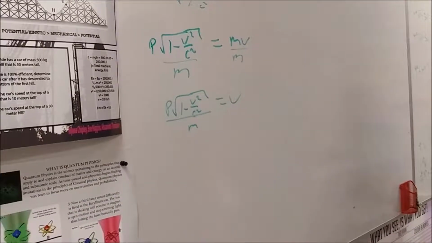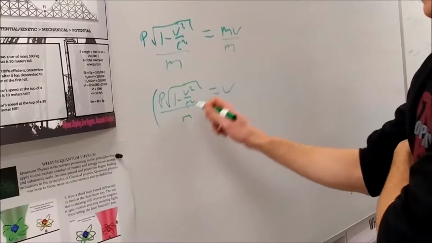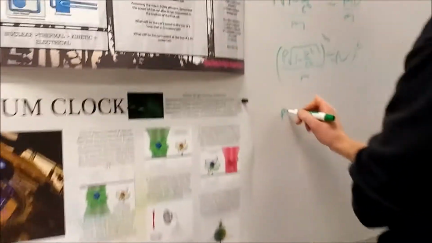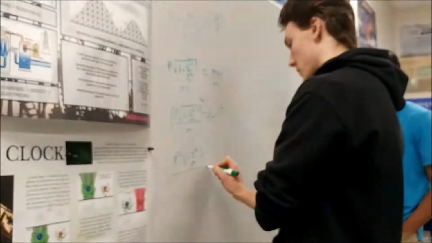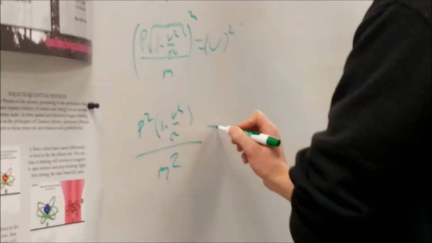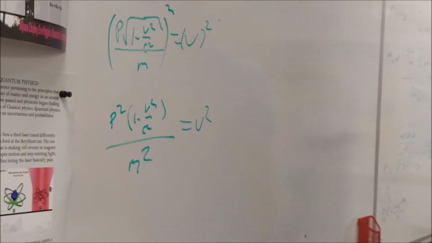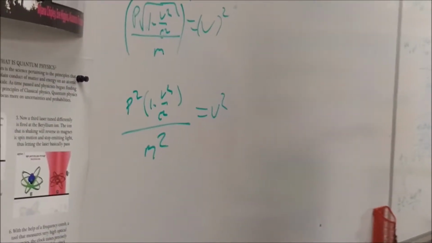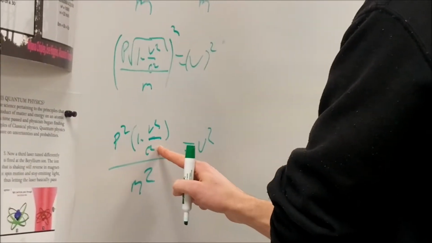What if we square both sides? That's what I was thinking. Square both sides and then try to eliminate the square root. So v squared is equal to p squared times 1 minus v squared over c squared over m squared. Then we could bring that over there. So you mean divide this right here? No, v squared divided by 1 to equal v squared.